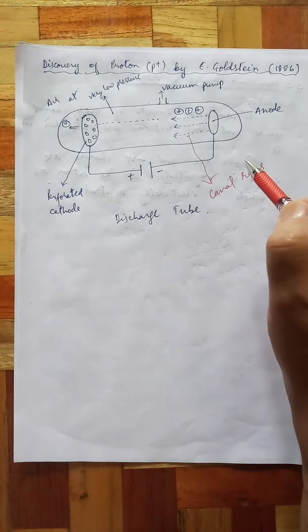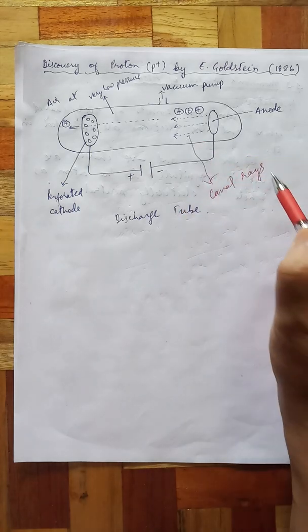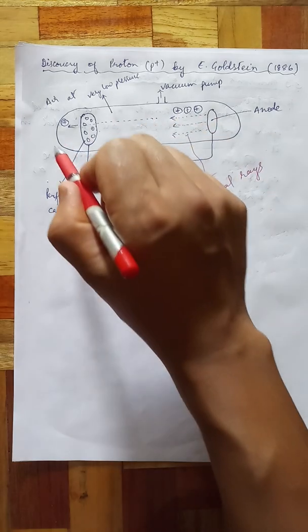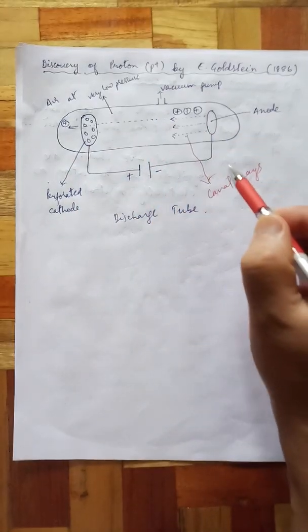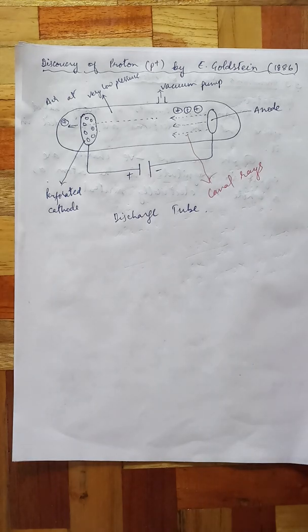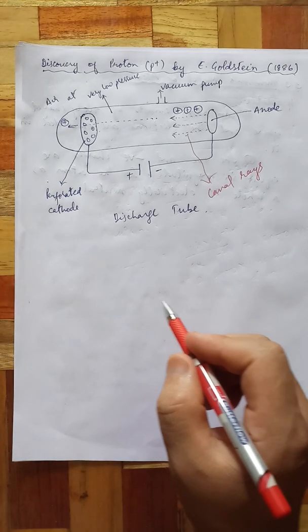Goldstein discovered only the rays emitted from the anode towards the cathode. Later on, these rays were termed proton by Rutherford. These rays are also known as anode rays, as they emerge from the anode towards the cathode. Now the third subatomic particle is the neutron.